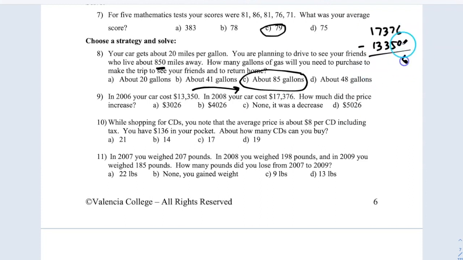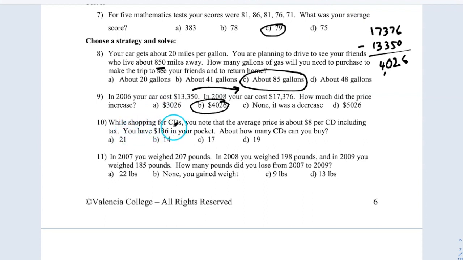6 minus 0 is 6, 7 minus 5 is 2, 3 minus 3 is 0. I have to put the 0, make sure. Some people cancel and they don't put any number, make sure with that. 7 minus 3 is 4, 1 minus 1 is 0, so it increased $4,026. Do I have that answer? Next. If you notice, that wasn't difficult at all, so give your brain a chance to read those problems.